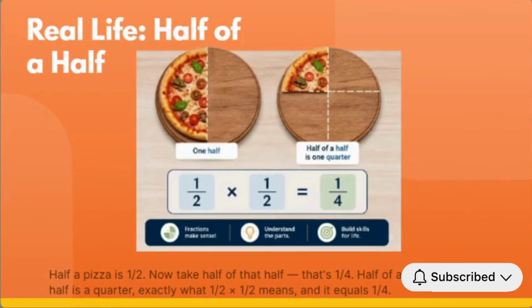Okay, let's apply this concept to an example. I have a pizza, half a pizza. I want to multiply the half pizza, 1 by 2, by 1 by 2. After multiplying that, I get the answer 1 by 4. You know the golden rule. I hope you get it.